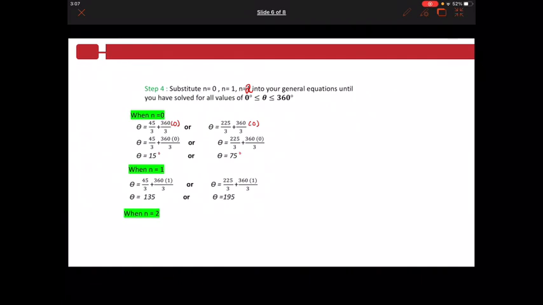Remember, we need to find all of the values of theta that are between 0 and 360 degrees. So we're going to have to go around the circle again to find the next angle. We're going to substitute into our formula when n is equal to 2. This gives us theta is equal to 45 over 3 plus 360 times 2 over 3, or theta is equal to 225 over 3 plus 360 times 2 over 3. This gives us a value of theta as 255 or 315. We do not need to substitute in when n is equal to 3, as this will give us a theta value that is greater than 360 degrees.